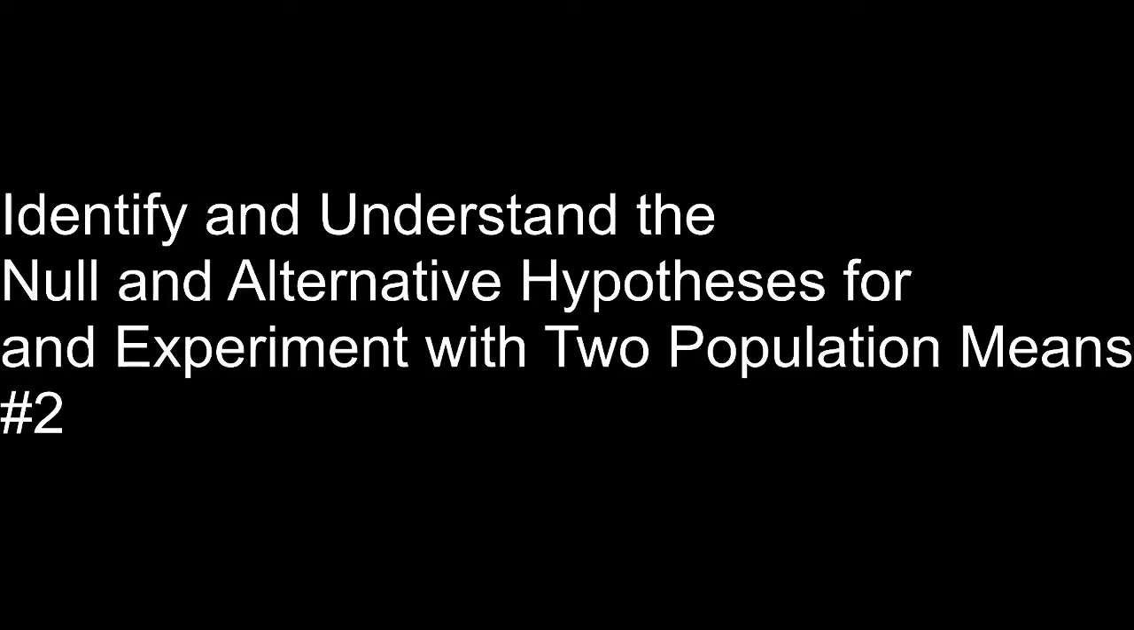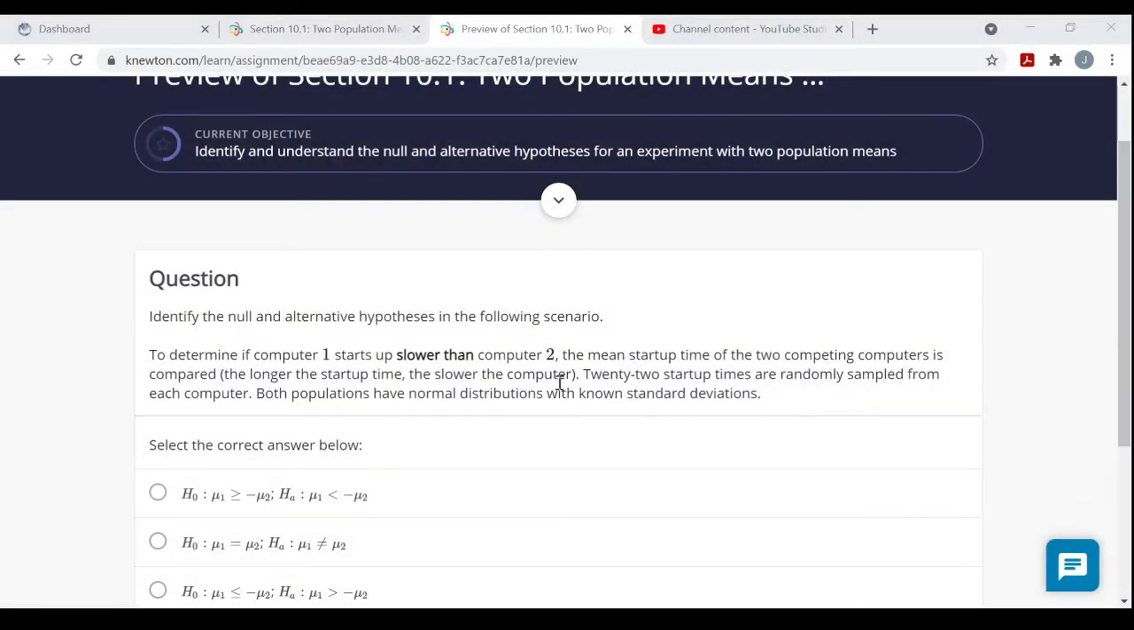This video is on the objective: identify and understand the null and alternative hypotheses for an experiment with two population means. Hopefully you saw the first video on this. I'll just get right into the question. It's a very similar question actually to the first video.